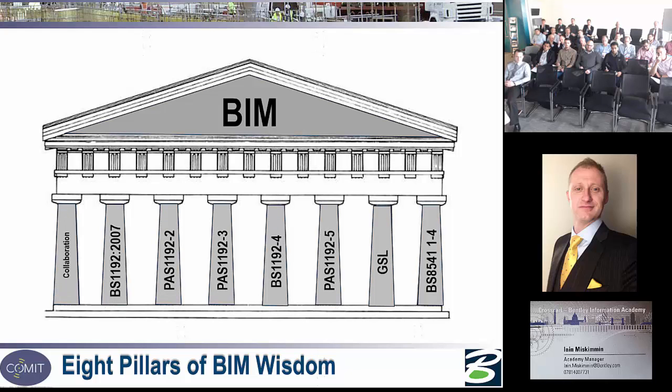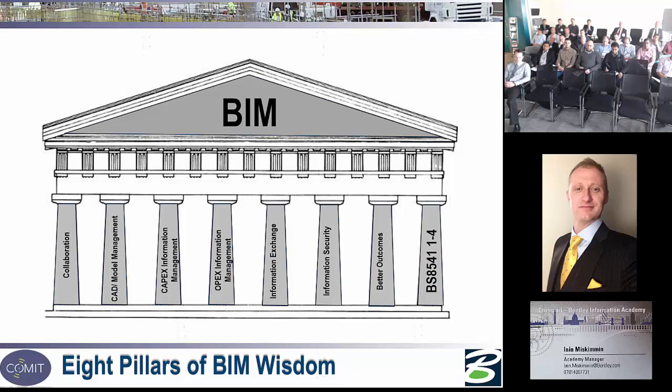Well, we have a standard for collaboration, making sure people cooperate, collaborate, coordinate, and communicate. We have a standard for CAD and model management. We have a standard for CapEx information management. We have one for OpEx information management. We have one for information exchange, making sure that we all speak the same language. We have one for information security, which scared the willies out of a lot of people last year, and I'll talk a little bit more about that later. We have one for better outcomes to ensure we get those three good things: the social, the environmental, and the economic outcomes. And finally, we have one that covers a multitude of sins, which is the information definition standards.